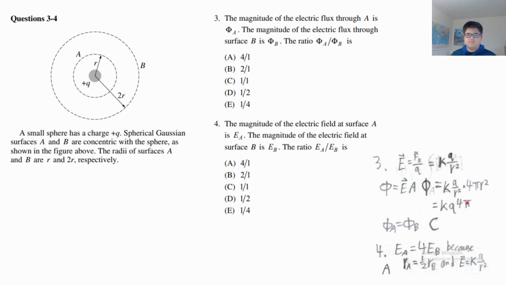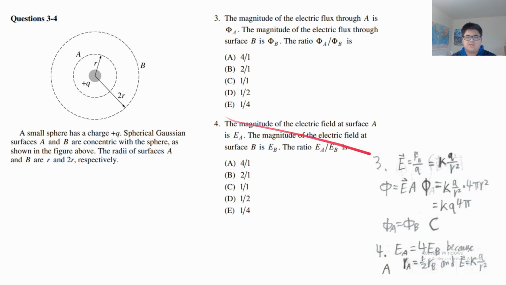So these spheres are identical except for the radius. The radius is the only thing that makes these two spheres different. However, since the radius doesn't matter in the final expression, that means that the electric flux going through these two spheres must be the same. So the answer is C, 1 over 1. That's the ratio. Now the electric field, on the other hand, is kq over r squared.